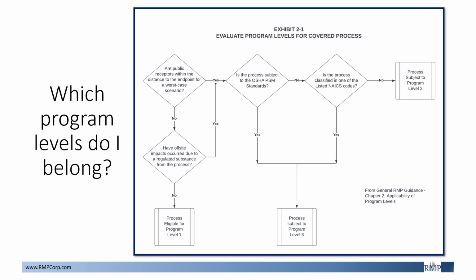which is determined through dispersion modeling, occurrence of off-site impacts with a regulated substance, which is whether there have been accidental releases previously, and whether the process is subject to OSHA PSM standards and the NAICS codes, which is determined by substances used in the process. If you follow through this helpful flowchart and answer the following questions, you can help yourself determine whether you are eligible for Program Level 1 or that you are subject to either Program Level 2 or Program Level 3.